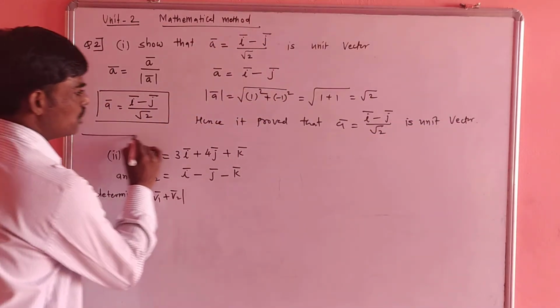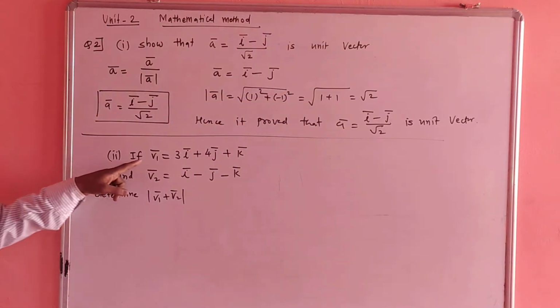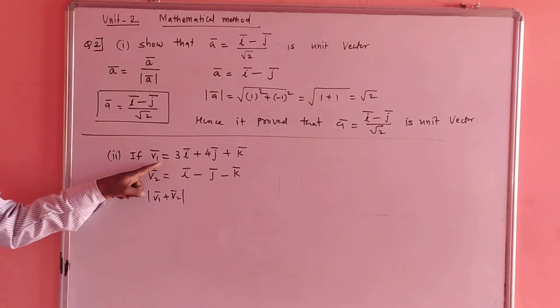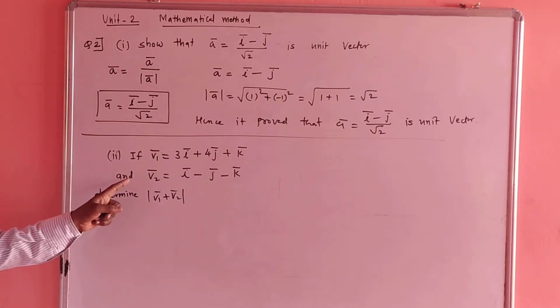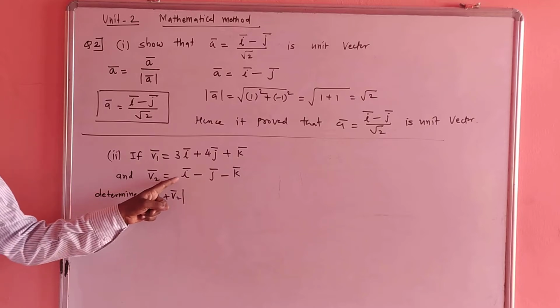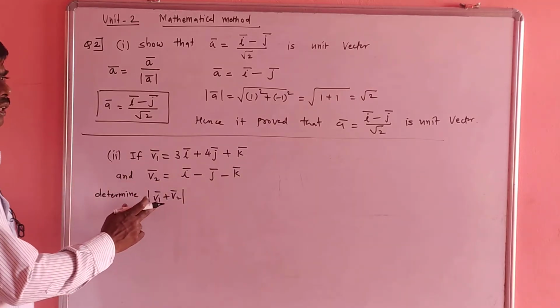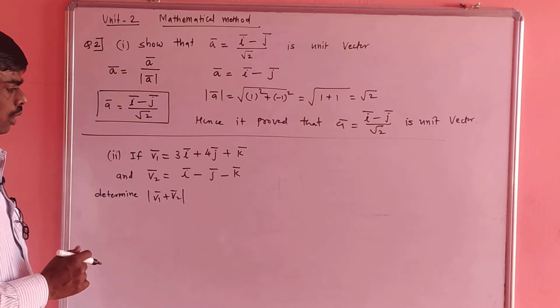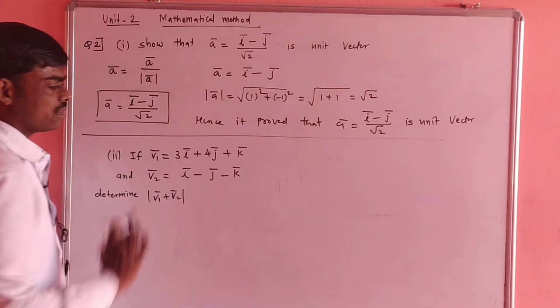Then the second problem is given in your textbook. This is the second problem. Vector V1 is equal to 3i plus 4j plus k, and vector V2 is equal to i minus j minus k. So determine the mod of vector V1 plus vector V2. So what we have to do? We have to simply add these two vectors.